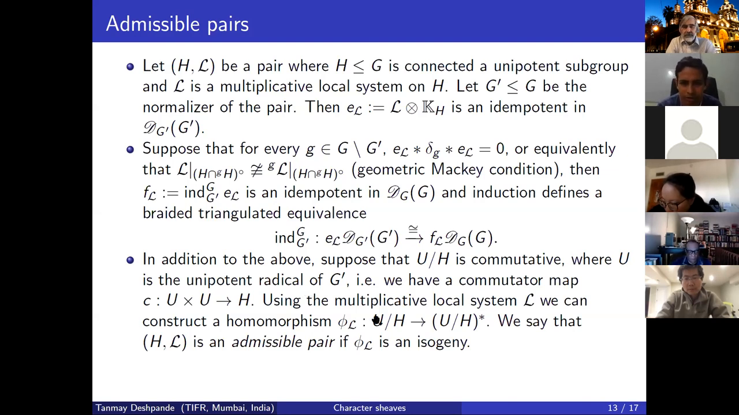Let me just say a few words about this construction. Let's pretend that U and H are finite groups such that U mod H is commutative, and suppose that you have a one-dimensional character of H which is invariant under the conjugation action of U. Then you can get a map from U mod H to the Pontryagin dual of U mod H, which we can think of as a pairing between U mod H cross U mod H to the multiplicative group of the field. So this is just a geometric analog of this construction.